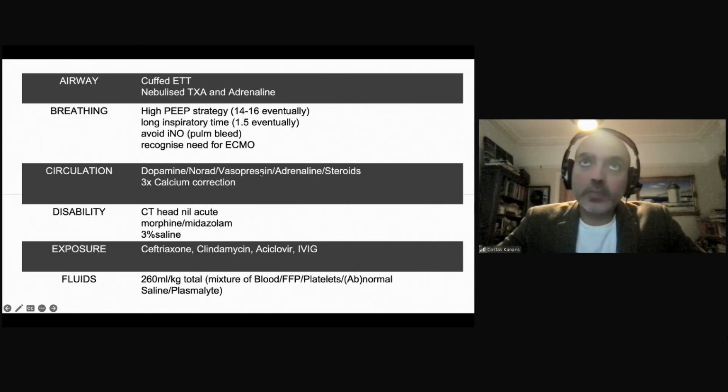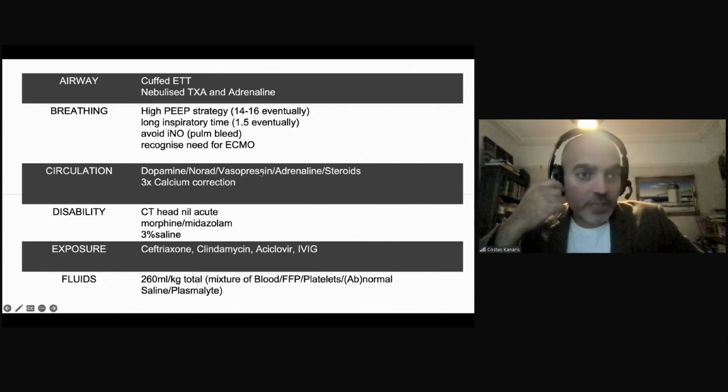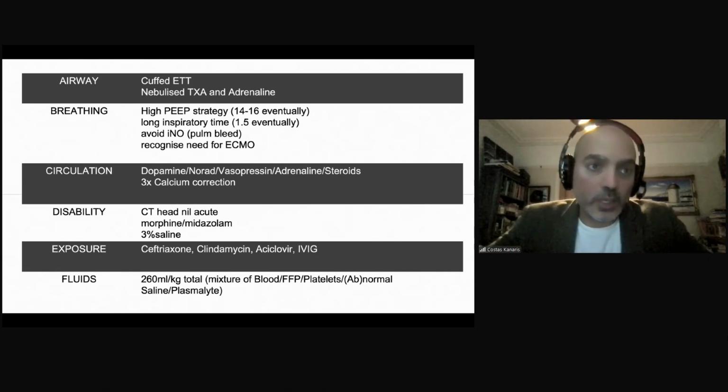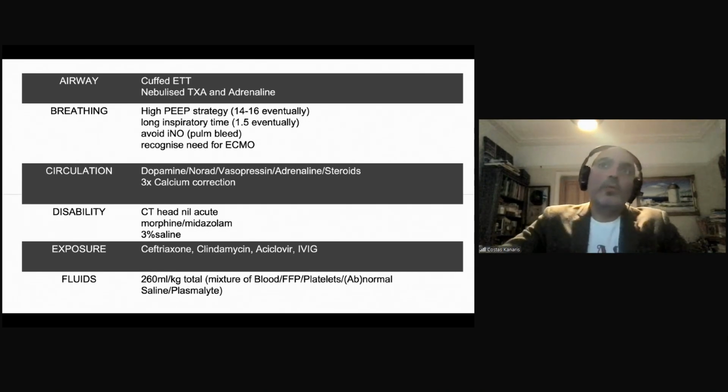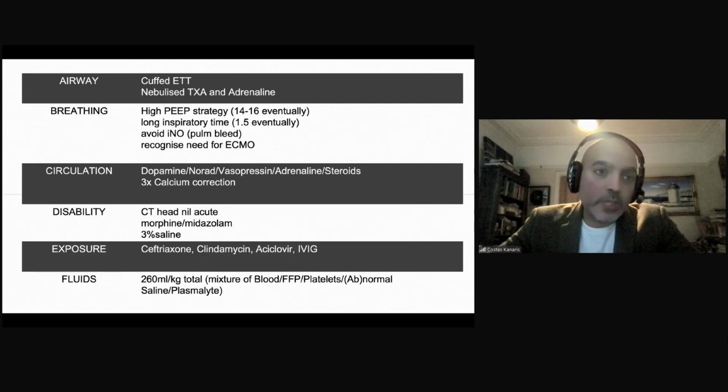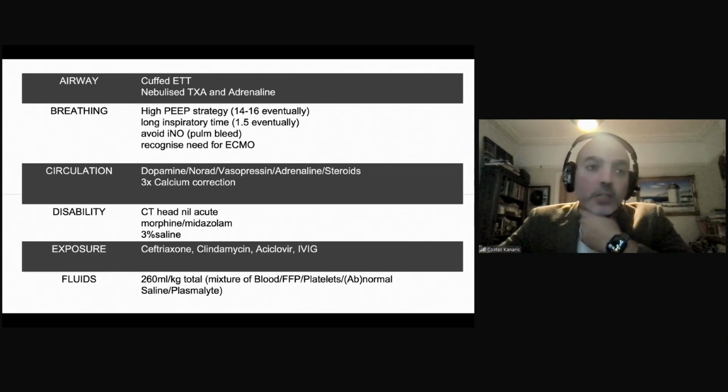So this is what we did with Chloe. This is a real case, and we have consent from the family to use Chloe's real name. So we used a cuffed T tube. Because of all the blood that was coming up from the tube, she was increasingly harder to ventilate. And we used some nebulized tranexamic acid and adrenaline to try and mitigate that.